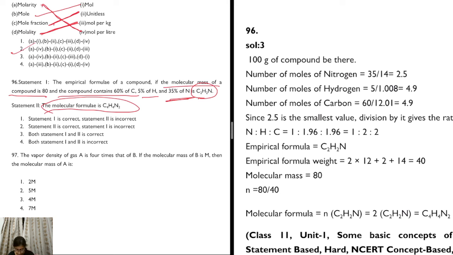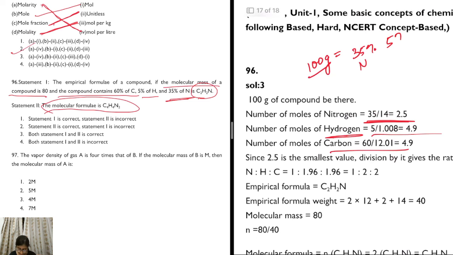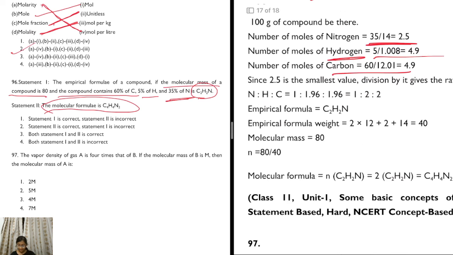So how much will be the moles of nitrogen? These would be 35 upon 14. For hydrogen, 5%, and because 5% is given, therefore 5 upon 1. And for carbon, 100 gram was given to us, and it is consisting of 35% nitrogen, 5% hydrogen and 60% of carbon. Therefore, 35, 5, and 60 would be the given masses.